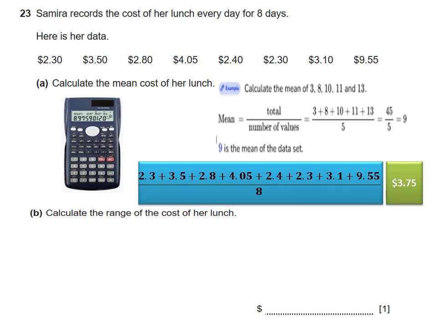Calculate the range. The range means highest minus smallest. Which one is the highest? 9.55 minus 2.30 equals 7.25.